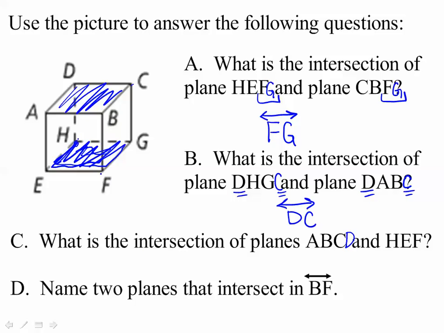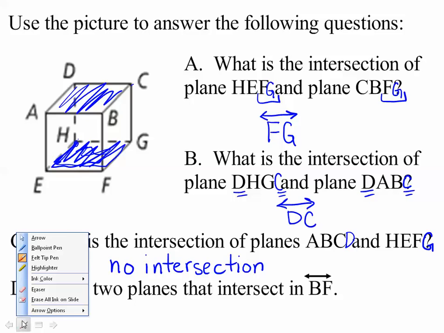Notice the top of the box and the bottom of the box don't actually intersect. These are what we call parallel planes. So there is no intersection. Notice that if we had looked at the letters, the top one was A, B, C, D. The bottom one would be H, E, F, G. There is no intersection. They don't share any common letters.